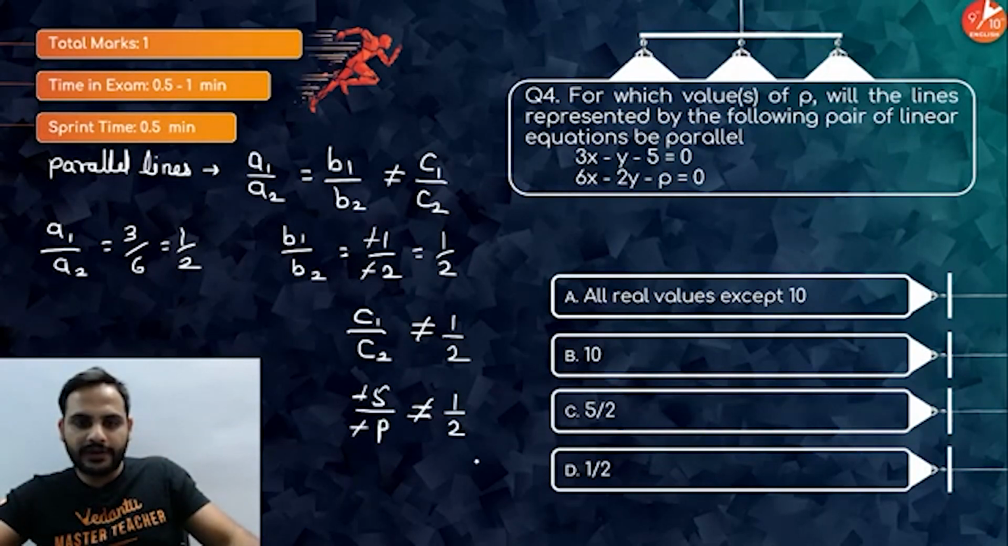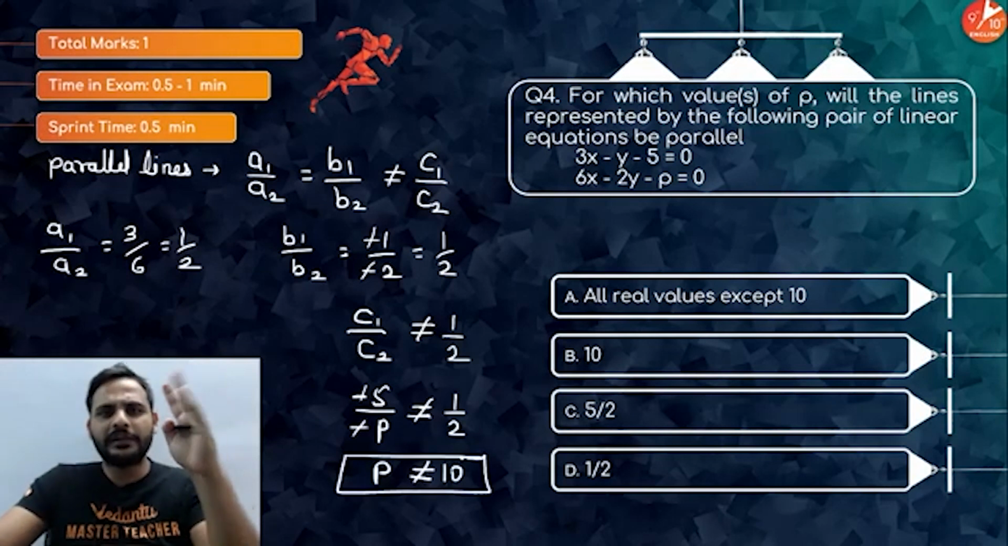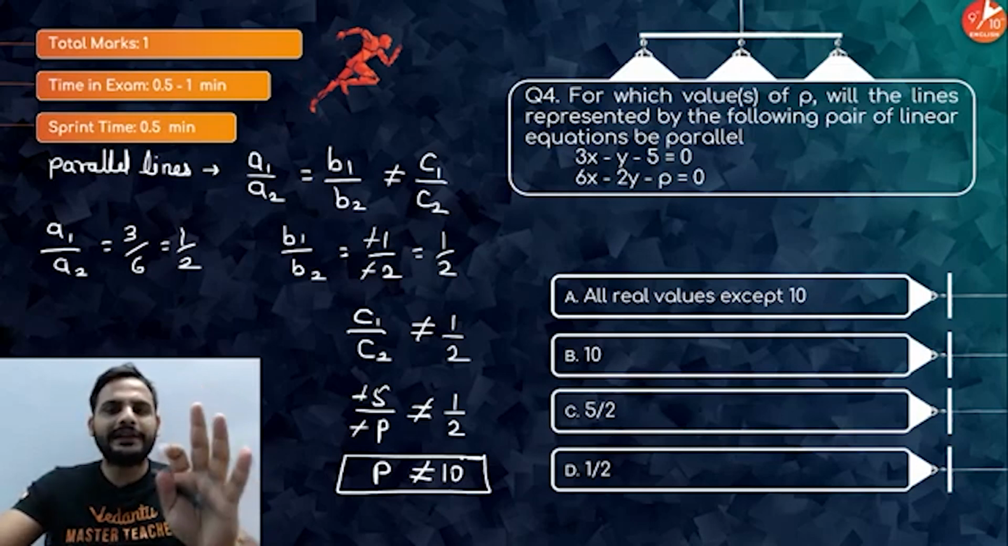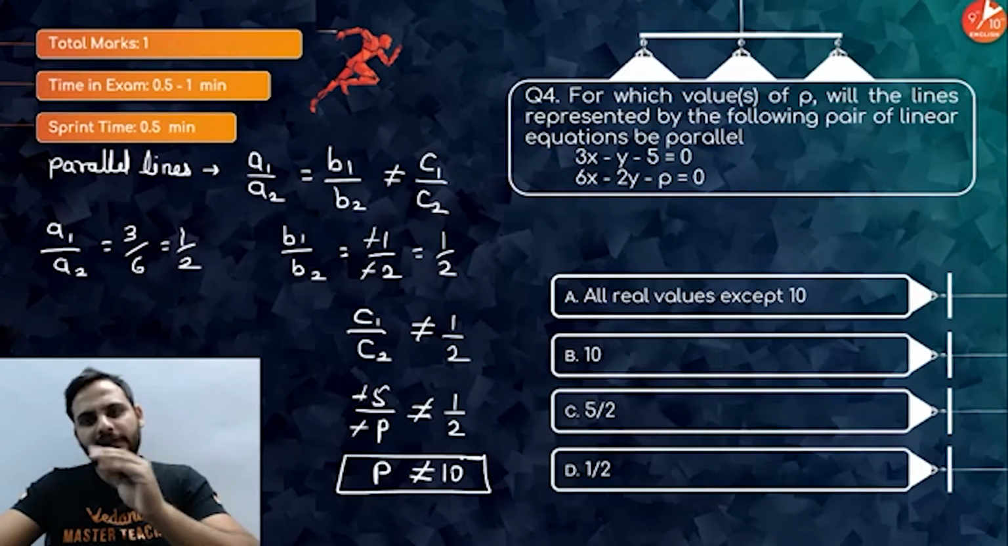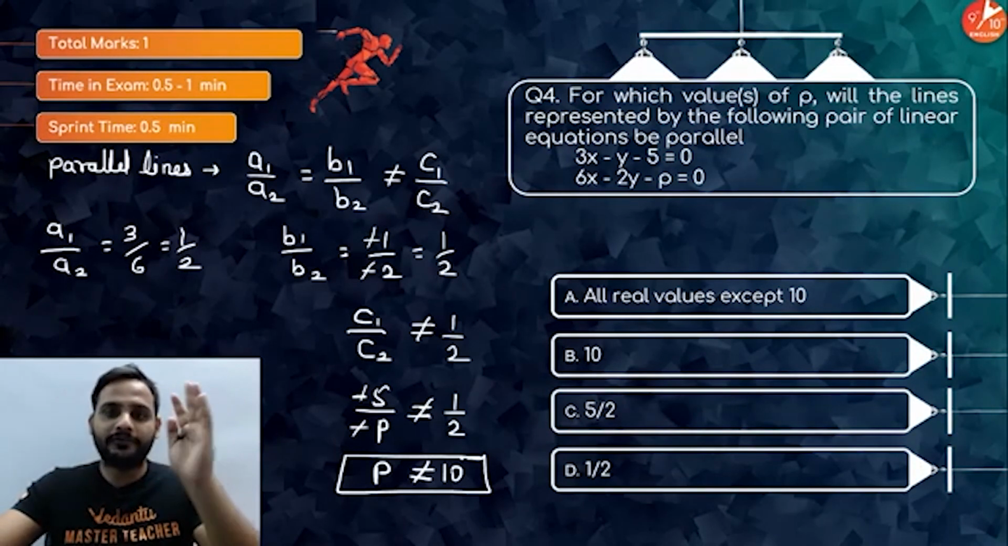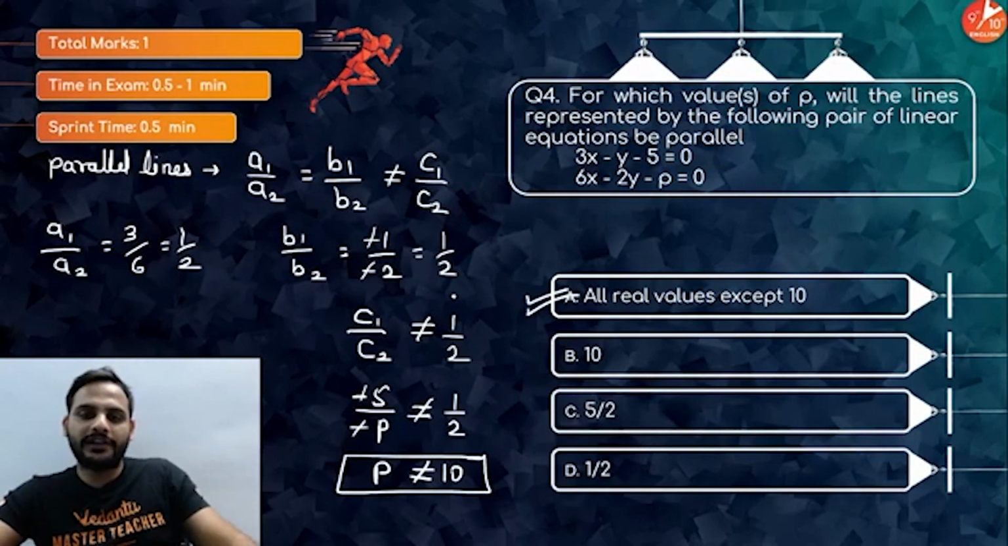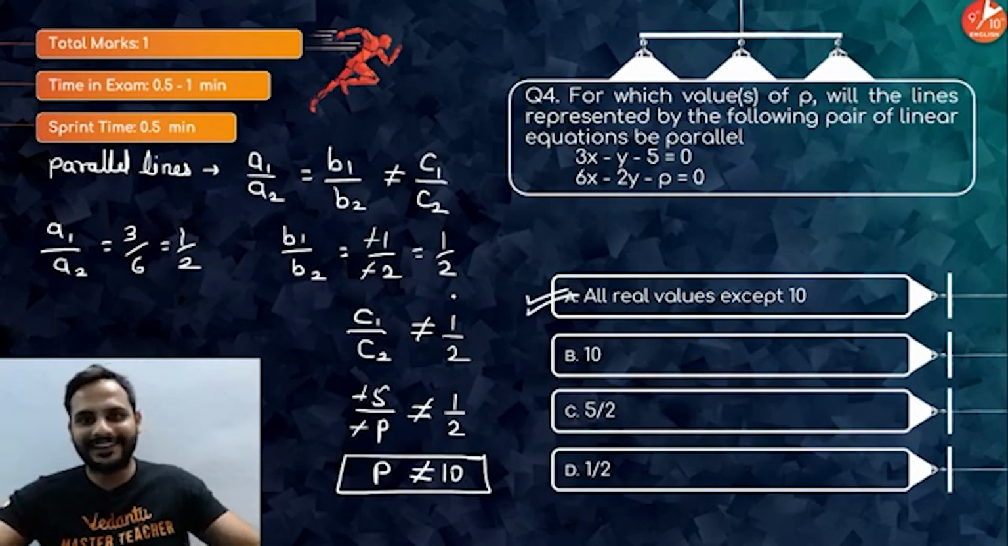Negative to negative got cancelled. Cross multiply. P should not be equal to 10. That means P you can take any value you want. Only 10 you cannot take. Any real number value of P will be satisfying over here for parallel lines. But if you take P equal to 10, it will become coincident lines. So I'll say all real values except 10. What I'll say, guys? I'll say all real values except 10.